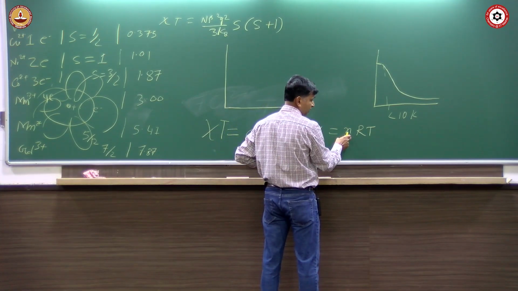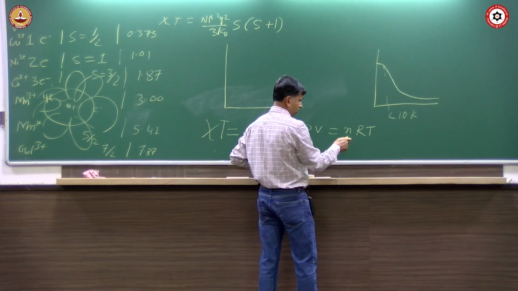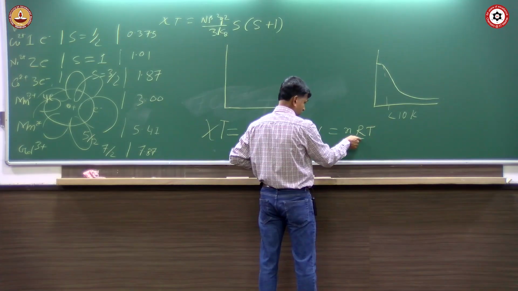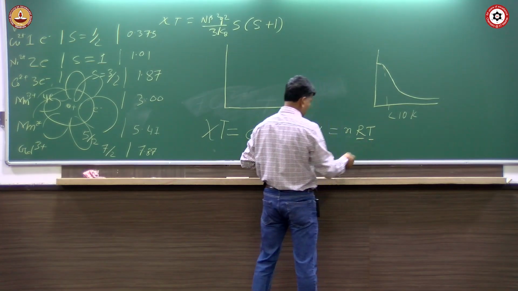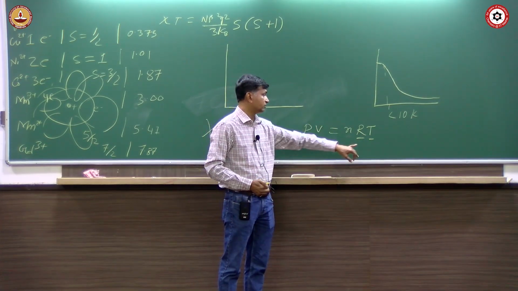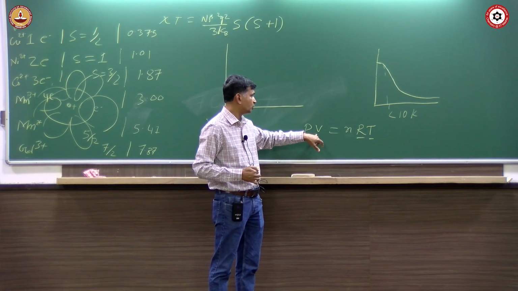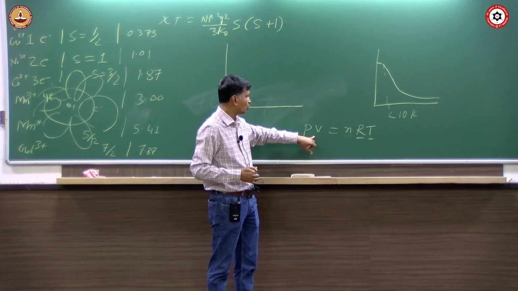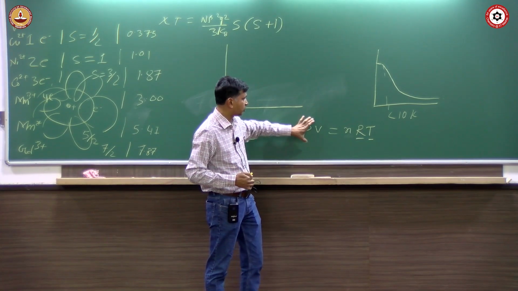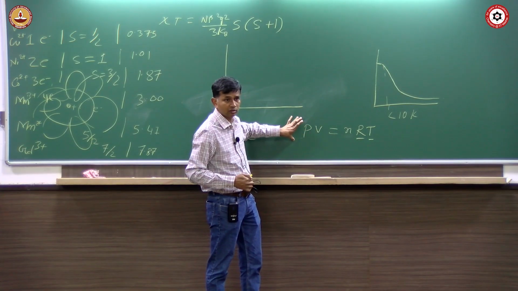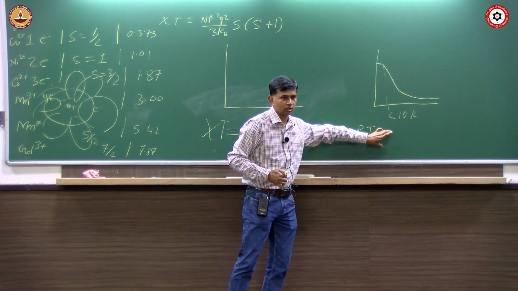n is a small n, the number of moles, right? You can take 1 mole, R is the gas constant, T is temperature. So at one temperature this is fixed. Whatever you do, if you increase the pressure, volume has to decrease, or if you increase the volume, pressure has to decrease. So this is always constant.